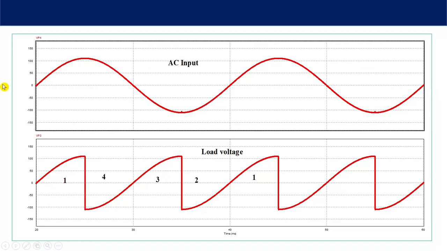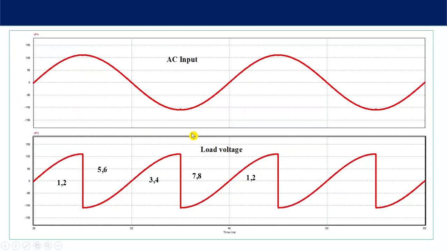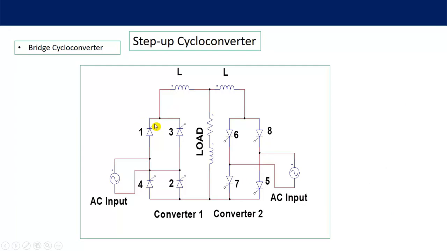So you can try this one and obtain it. I am not going to discuss the step down cycloconverter in detail. Likewise you can use it here also to obtain the same 25 Hz output voltage. That means a step down cycloconverter.